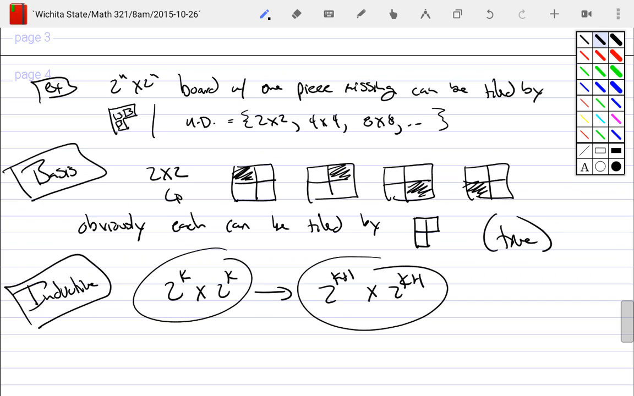But we have one issue. This 2 to the k plus 1 by 2 to the k plus 1 is 4 of these 2 to the k boards, but only one of those is actually missing something. All the others are completely full, because there's only one piece missing. So out of those 4 pieces, only one is missing a piece. The others are completely full. So I have to figure out how to tile a full board, or 3 boards that are full. And that'll be the idea behind that proof.